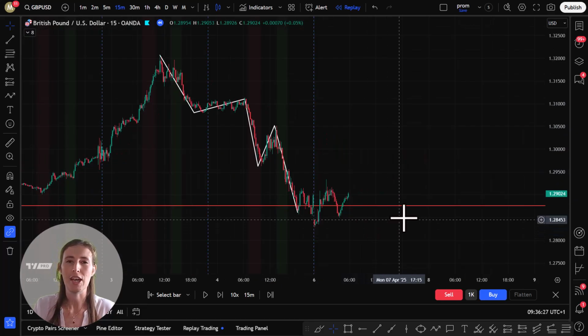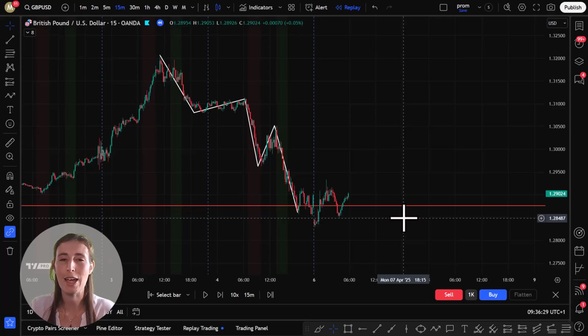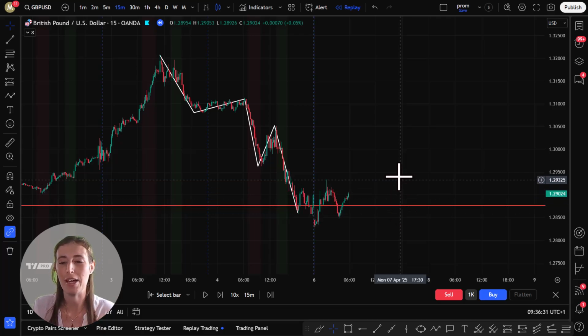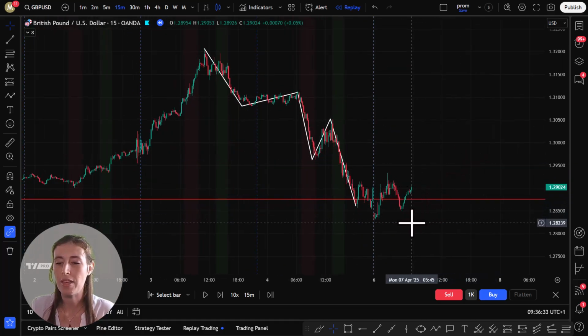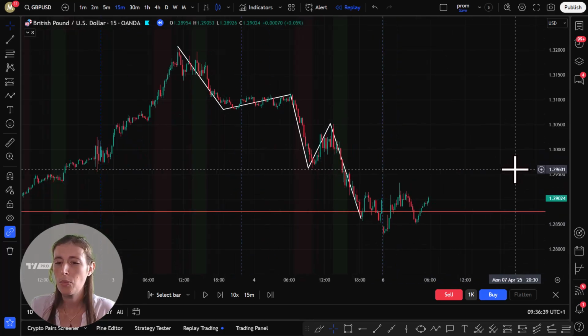Moving this on in time to early Monday morning, I am based here in the UK, so any time that I use is going to be GMT, and this is around about 6 a.m. Monday morning. Another way of finding out the trend, if you prefer to just go straight to the faster time frame and don't want to look at the daily, you can use an indicator.